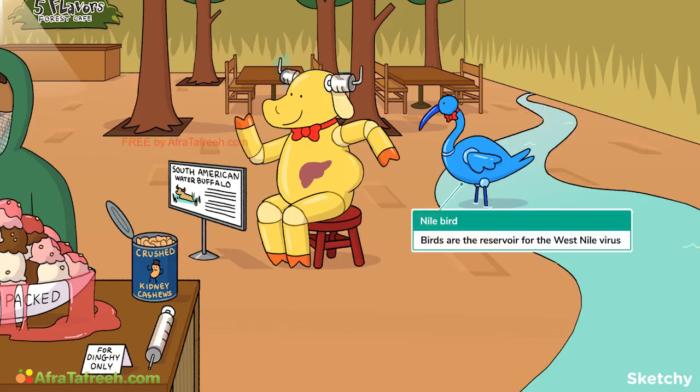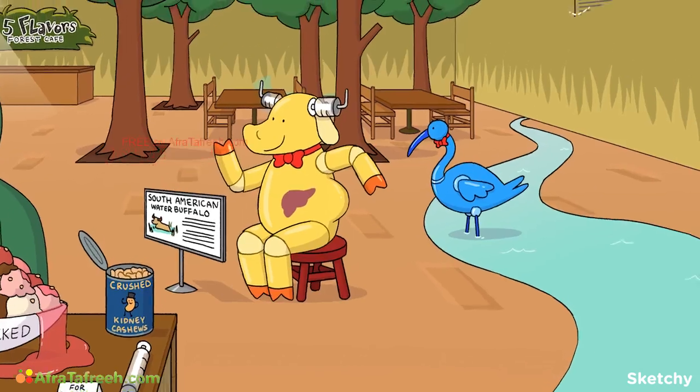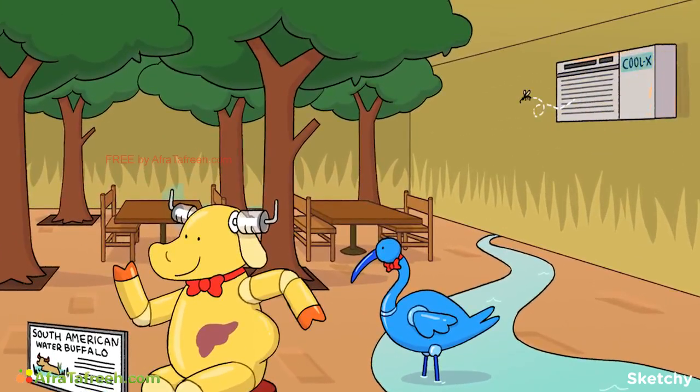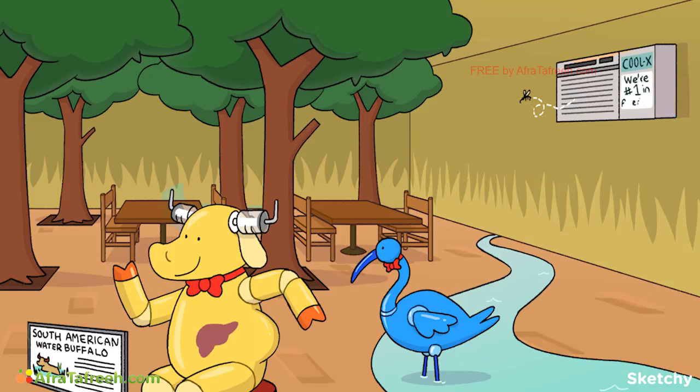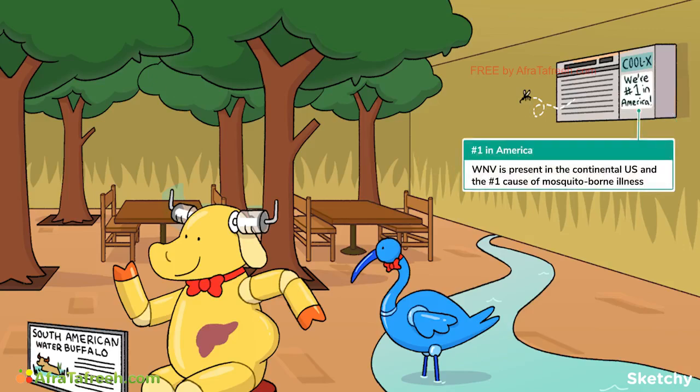The Nile-dwelling bird you see here should remind you that birds are the reservoir for West Nile virus. And the mosquitoes you see swarming about this AC unit should remind you of the mosquito vector. This mosquito species is different from the species for dengue and yellow fever, so we've added the brand Cool X to the AC unit to remind you of the Culex mosquito species. West Nile virus is a big problem in the US, and it's the number one cause of mosquito-borne illness. Most cases occur during summer and fall when those pesky mosquitoes are out.